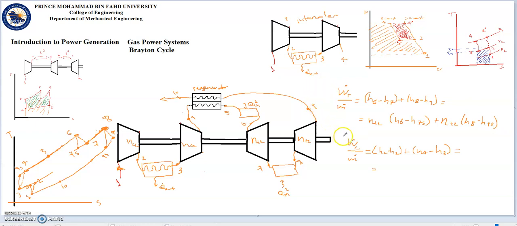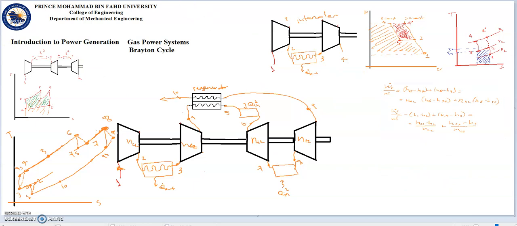So in exactly the same way, we can find the total compressor work, W_C dot over m dot, which will be the work for compressor 1, H2 minus H1, plus the work we need to offer to compressor 2, H4 minus H3. We have the isentropic efficiencies for compressor 1 and compressor 2, so we can write this as H2s minus H1 divided by N compressor 1 plus H4s minus H3 over N compressor 2.